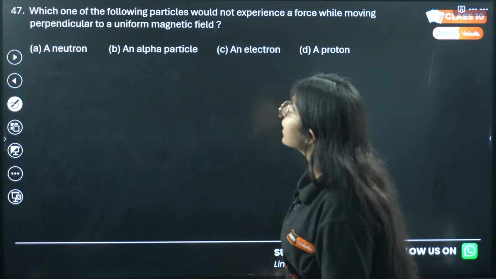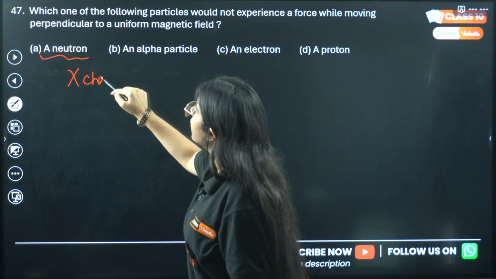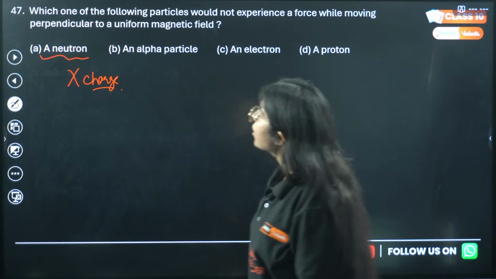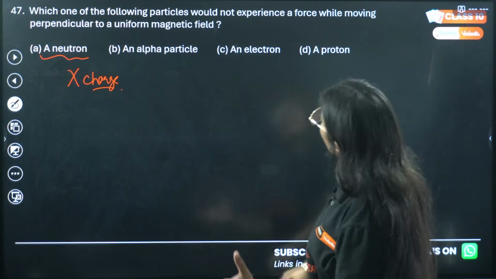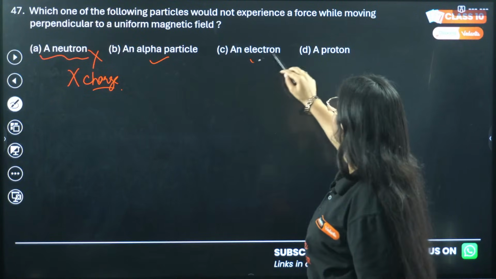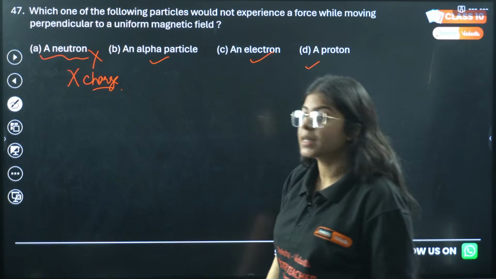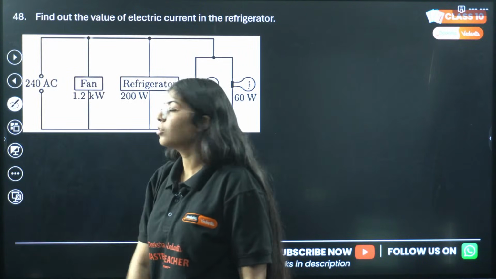Okay. See, neutron does not have any charge. Correct? Neutron does not have any charge. So if we place it in a magnetic field, there will be no force experienced by it. An alpha particle will experience the force. Electron and proton are all charged particles, so they will experience the force. So the correct answer is neutron.